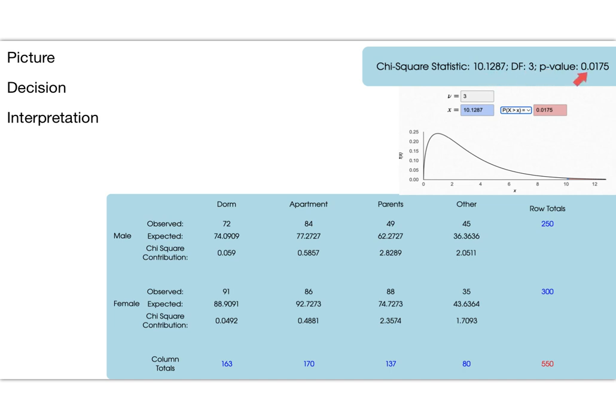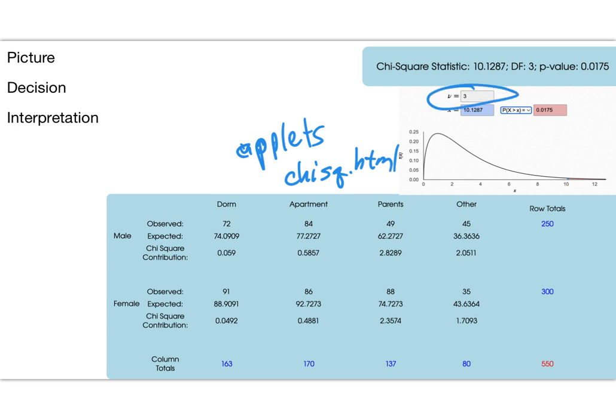Degrees of freedom was 3, tells me my p-value, which is what's shaded down here in my picture. Oh, this picture does not come from StatBlue. That picture, if you want that picture, comes from Applets. The Applets page that we've used for a bunch of things. It's the CHISQ.html. That's where that one came from. Where the degrees of freedom was 3, plug in the 10.1287, and it spits out the same answer, 0.0175.